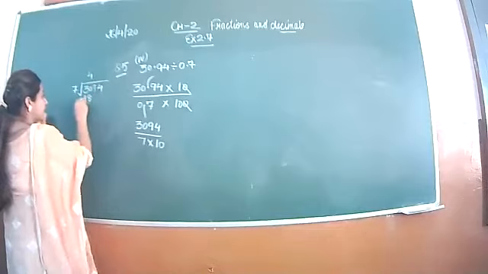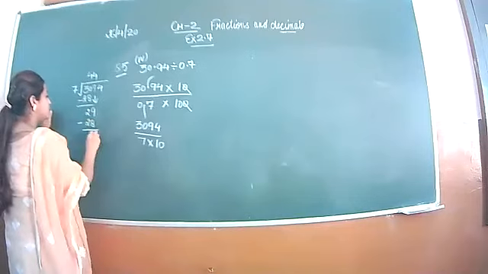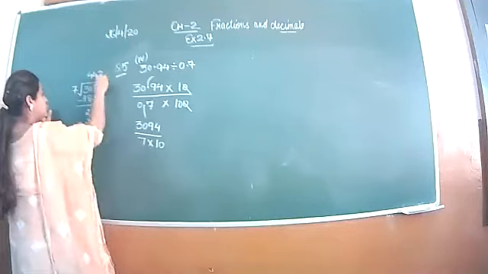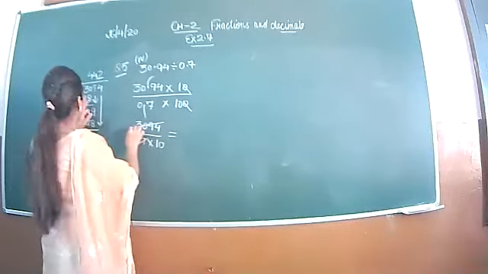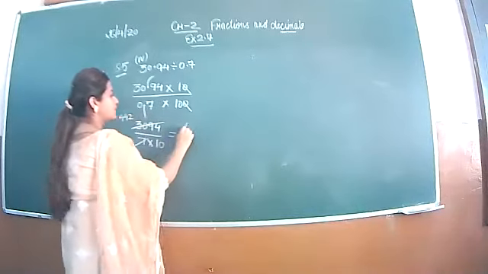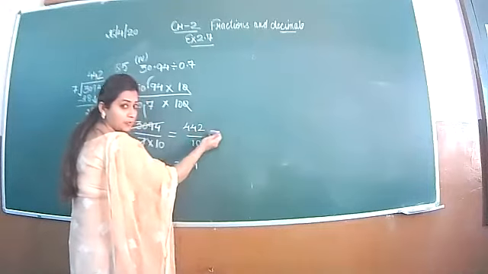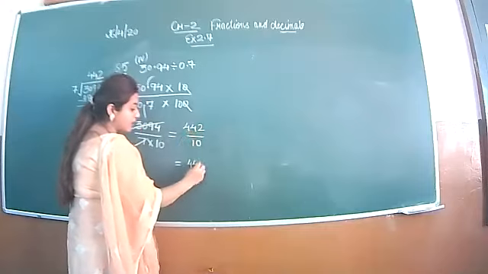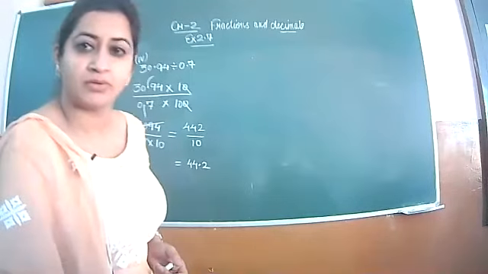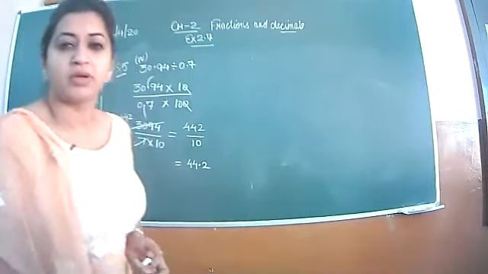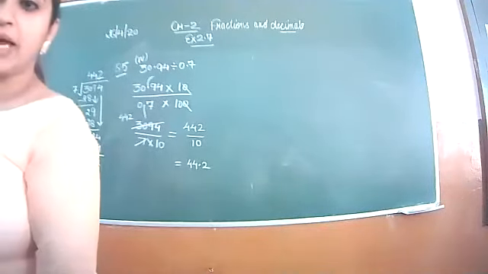7 fours are 28. 2 is left. Take the next digit. 7 fours are 28. 1 is left. Take next digit. 7 twos are 14. When you divide this, you will get 442. So the answer is 442 upon 10. When you write this in the decimal form, you will put the decimal before one digit from the last, that is 44.2. Any doubt, beta?